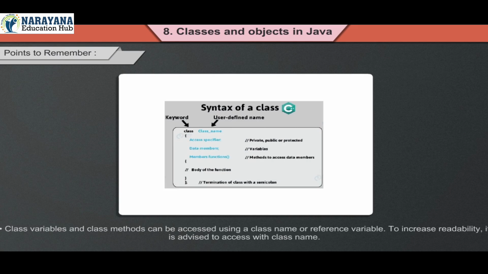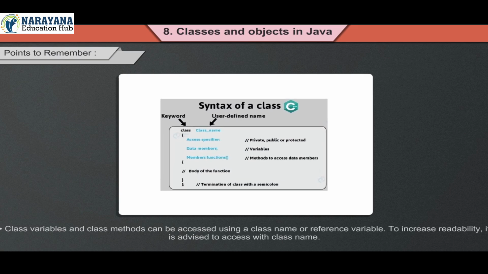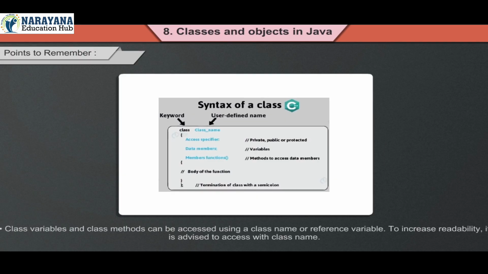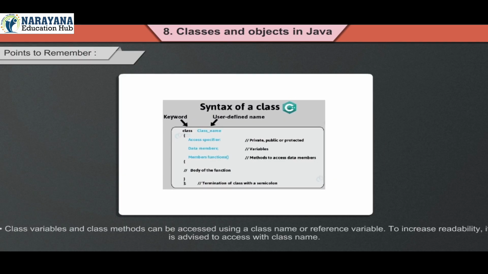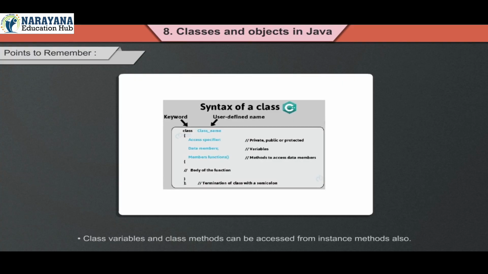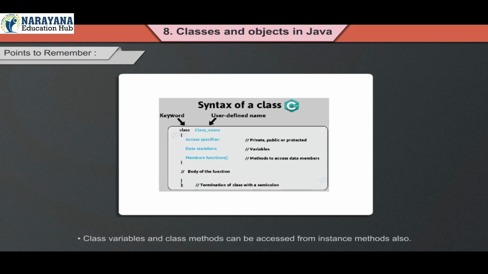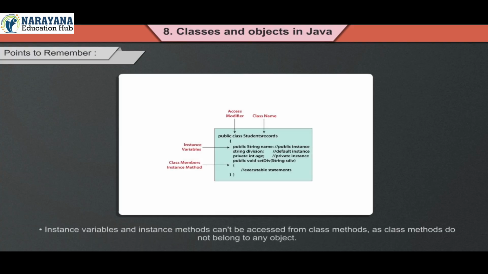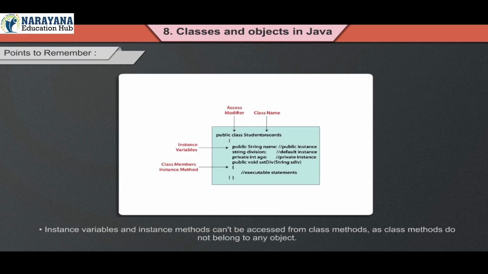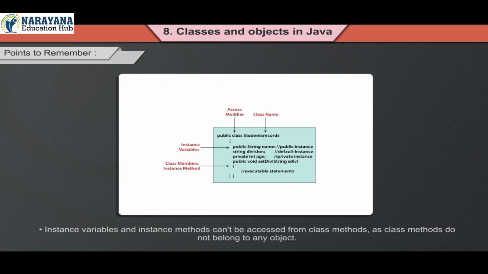Points to remember: class variables and class methods can be accessed using a class name or a reference variable. To increase readability, it is advised to access them with the class name. Class variables and class methods can be accessed from instance methods also. Instance variables and instance methods can't be accessed from class methods, as class methods do not belong to any object.